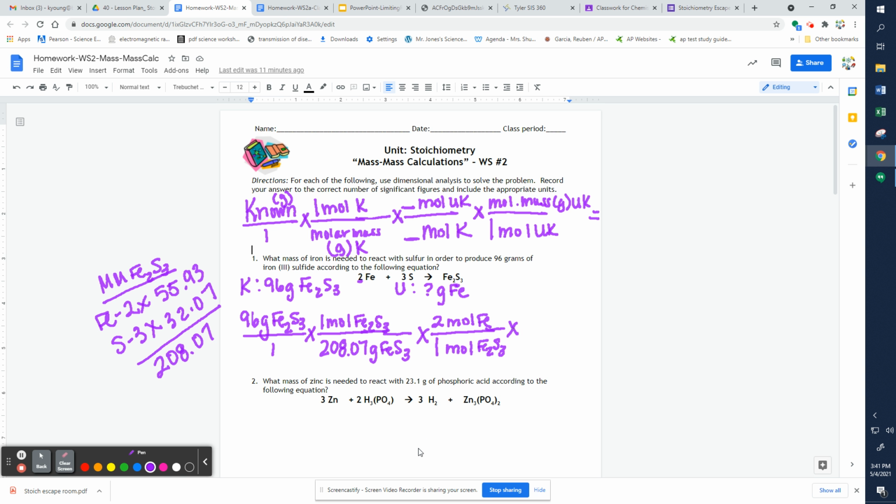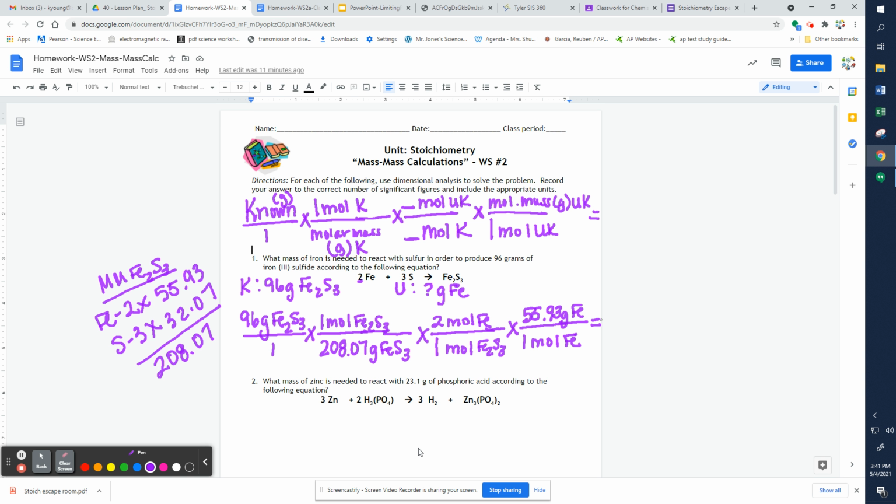Our last thing that we are going to multiply by is the molar mass of our unknown over 1 mole of our unknown. Bottom, 1 mole. Our unknown is iron. On top, we're going to do the molar mass of iron. When you look on the periodic table, iron is 55.93 grams.